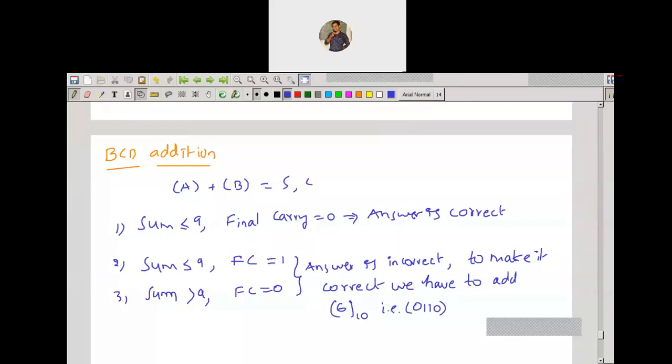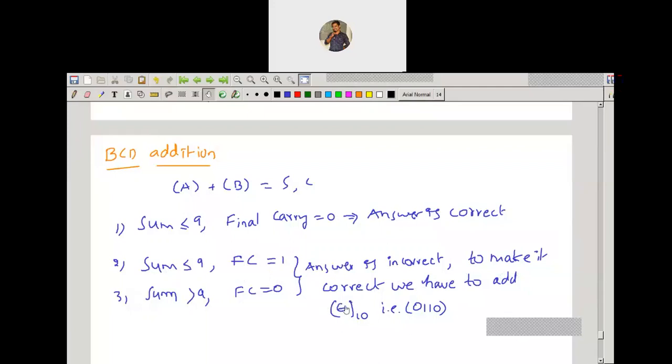Right? So what are the three cases here? One case is the sum is less than or equal to 9. When you obtain the final carry equal to 0, then the answer is correct. And if you get the second case or the third case in your result, that is when the sum is less than or equal to 9 and you obtain the final carry equal to 1, then the answer is going to be incorrect. And you have to make it correct by adding the 6. Now why do we need to add 6 only? Here the question is, why do you have to add 6 only?